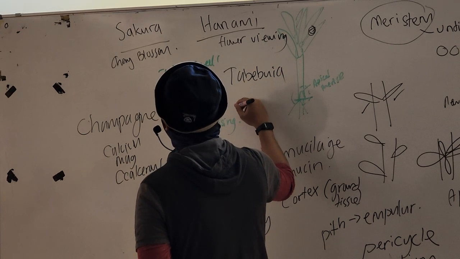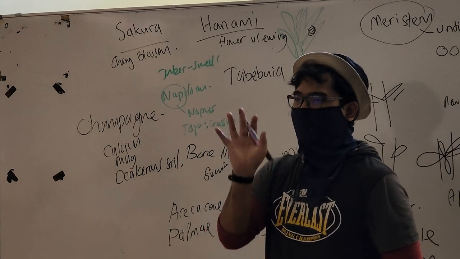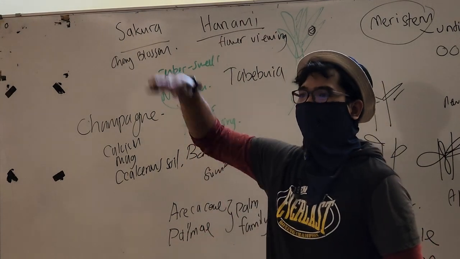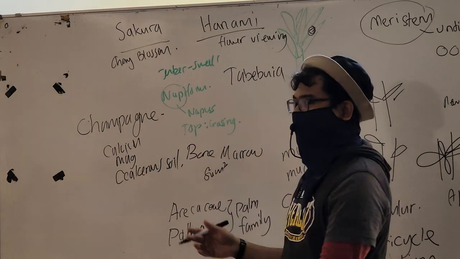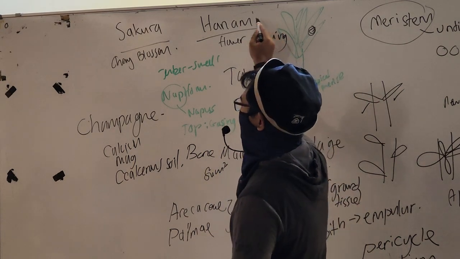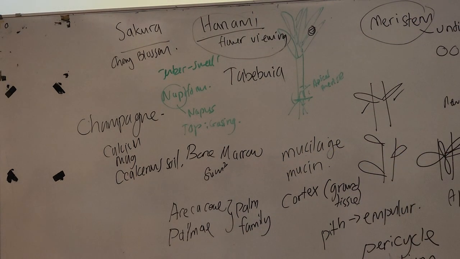So this tree will flower at a specific time during the year, and you have these vibrant colors full of blooms of the flower. So you are actually viewing it, you are having hanami. So do you want hanami or do you want sakura? Sakura.